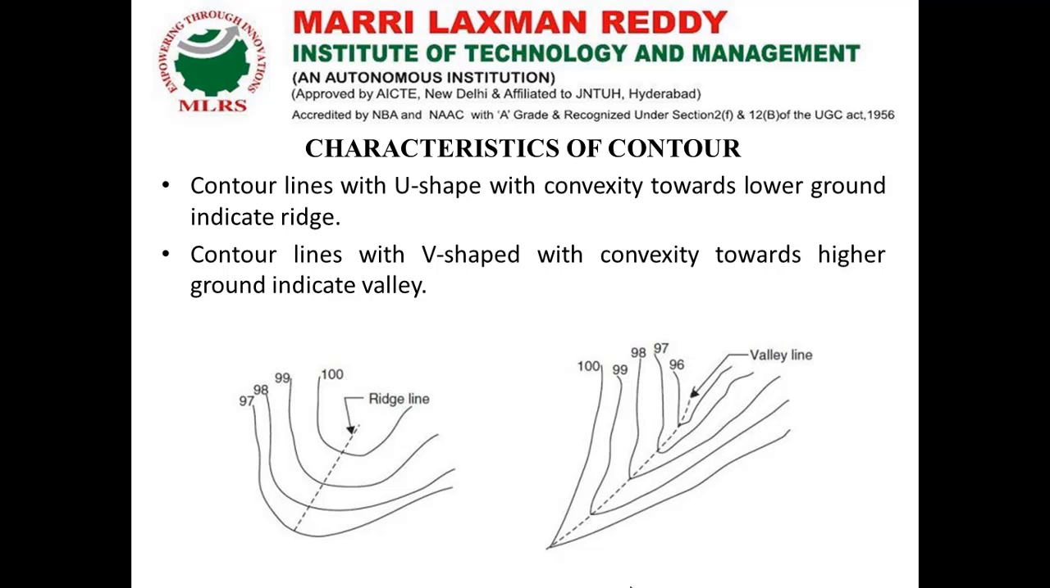Then it should be like this. That means the sudden V shape of the contour profile we can have for each and every line, and here the highest contour point is at outside and the lowest point of the contour line is at inside. So this is the difference between the valley line and the ridge line.